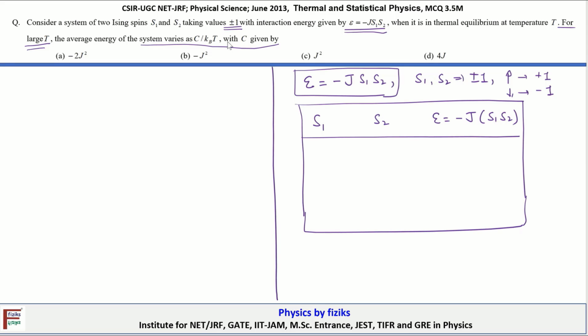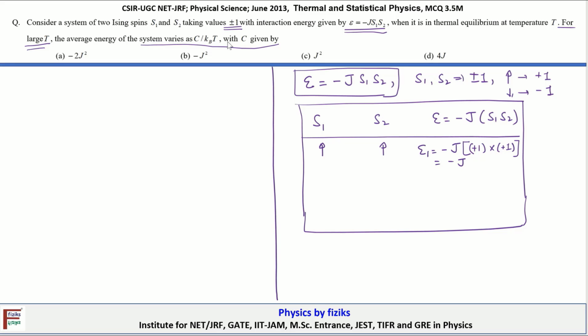Here the first possibility is when both of the spins are aligned in the upward direction. The corresponding interaction energy for this case is E1 equal to minus J, where J is a constant, also called the exchange integral. S1 is plus 1 because it's in the upward direction, multiplied by plus 1 corresponding to S2. So that is equal to minus J.